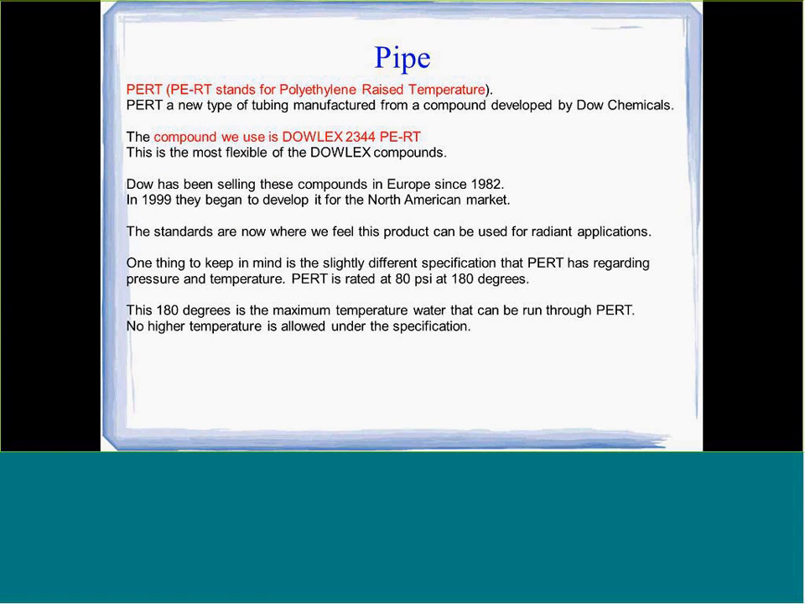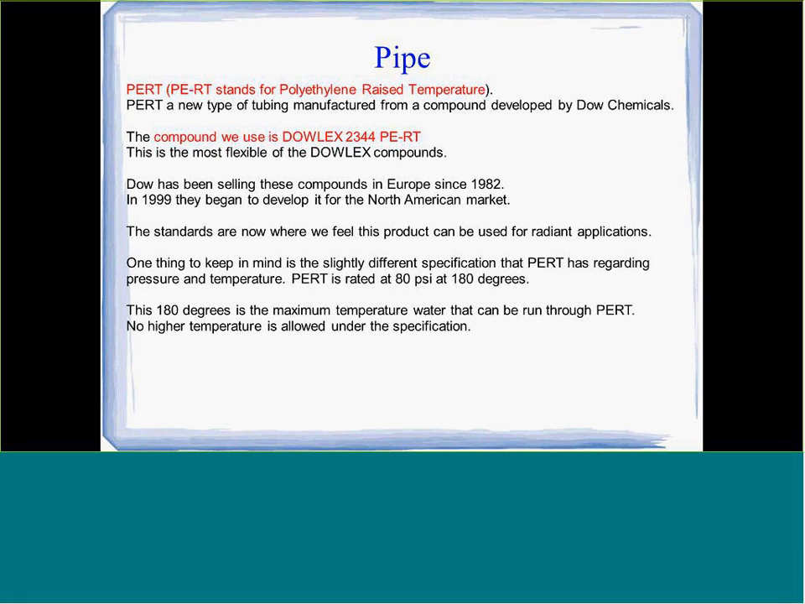The next type of pipe, and this is something fairly new to the U.S. market, we've seen it come through a little over 5 years ago. It's called PERT, P-E-R-T, and that's polyethylene raised temperature. It's a proprietary Dow compound, Dow X2344. They've been using it in Europe for over 30 years, and I've been told that the European market is really about half PEX, half PERT.